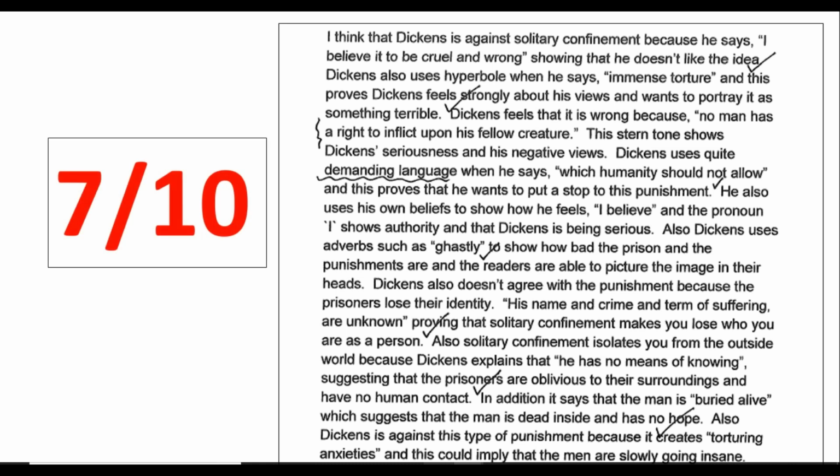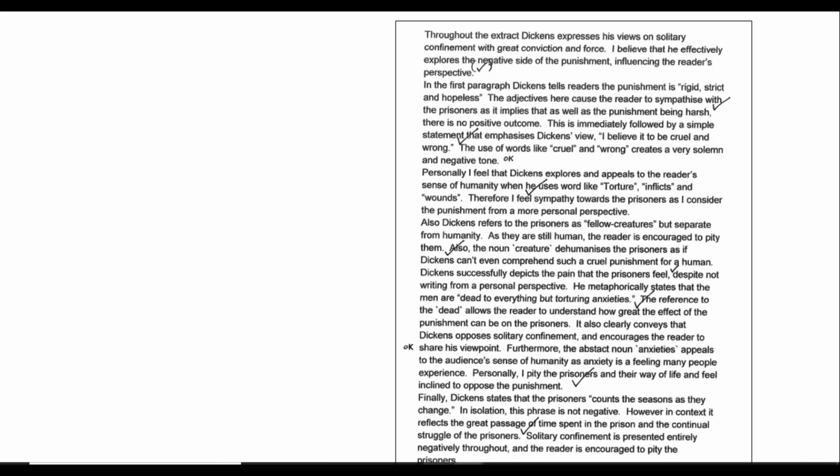So this one did 6 out of 10. This one did 7 out of 10. Yeah, but if you look at the answers, they're not actually too much more convoluted or complicated. They're just using more quotes.